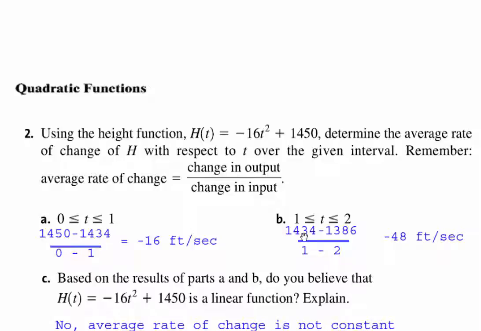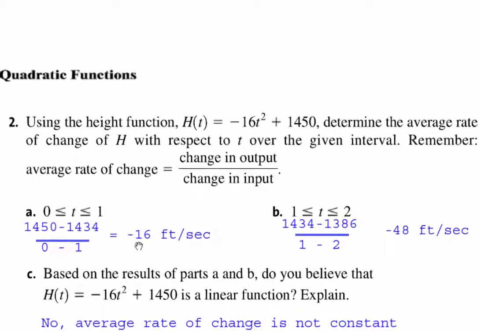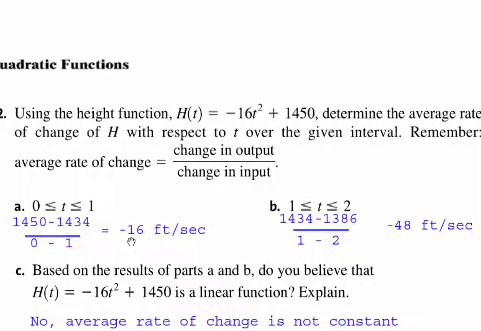And in the second second, from 1 to 2, we have negative 48 feet per second. All right, so think about it. Feet per second is the velocity. So the speed of the ball is 16 feet per second and then 48 feet per second. So like I said, it's accelerating. The negative sign just indicates the direction. If we had a positive 16 feet per second, the ball would be going up. When the ball's going down, we have a negative 16 feet per second.